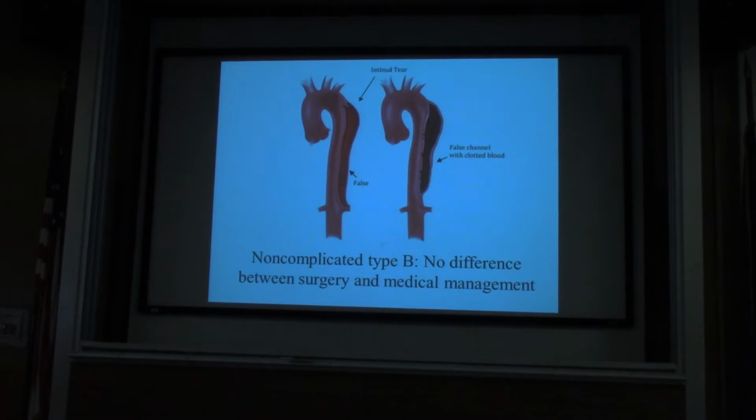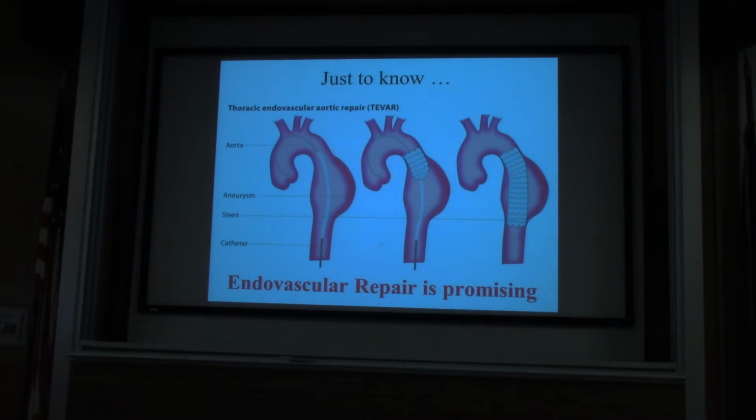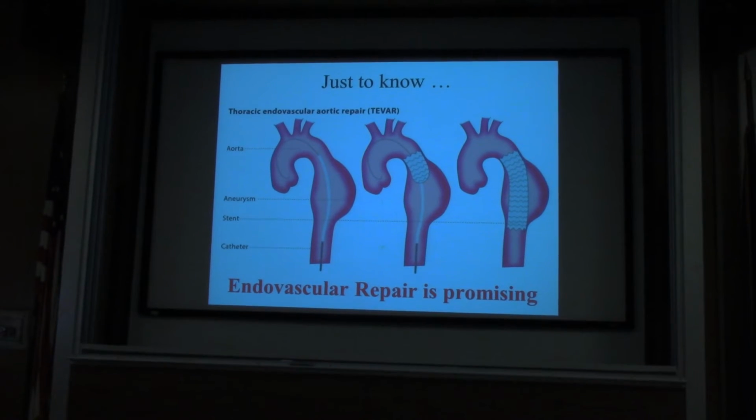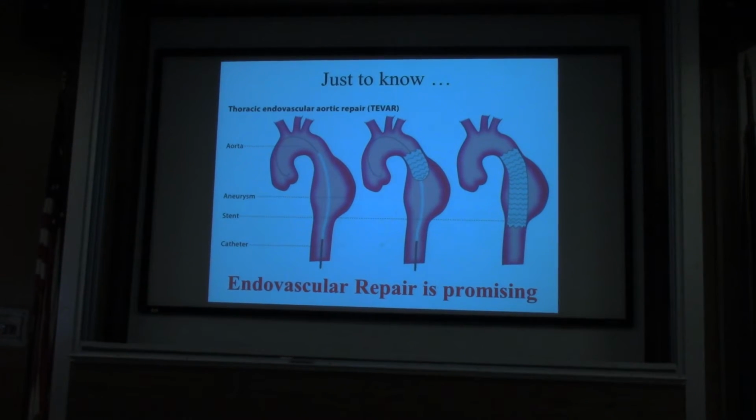So it's impressive. For type B, that doesn't include the ascending aorta, there's not much difference in the control trial between the medical management, meaning just controlling blood pressure and letting it go and just monitoring over time, versus doing surgery. Although for endovascular repair, it's a little bit promising, and it looks like it's better than medical management alone for even type B. And this is actually what our patient is going to get probably this week. Okay?